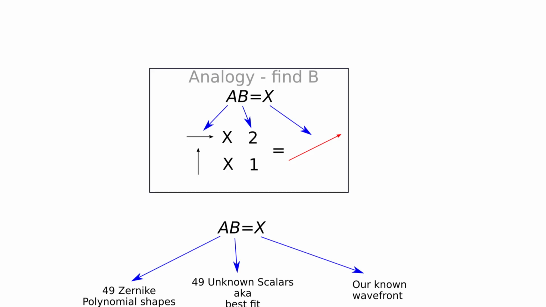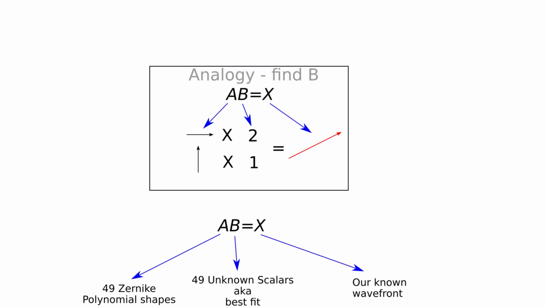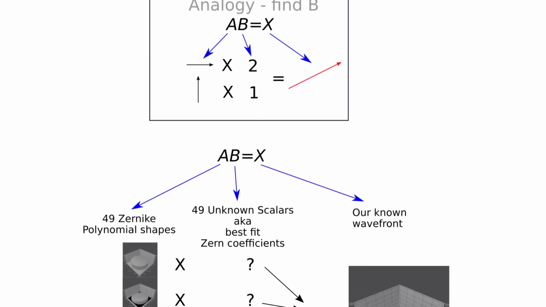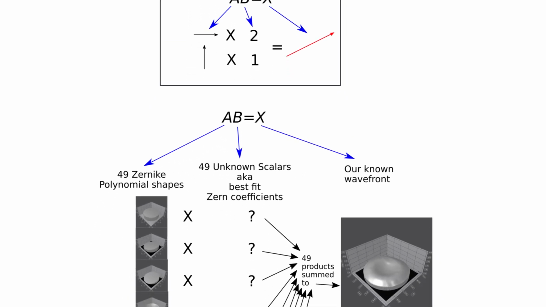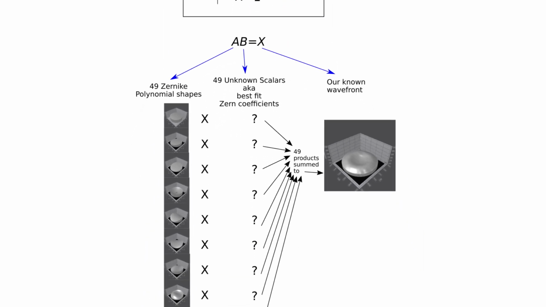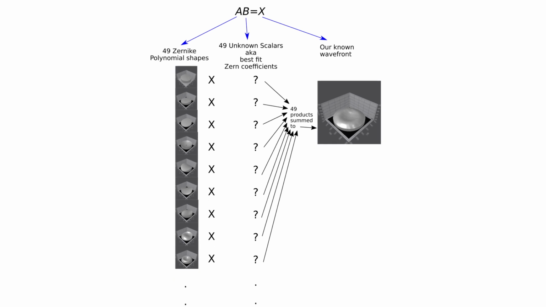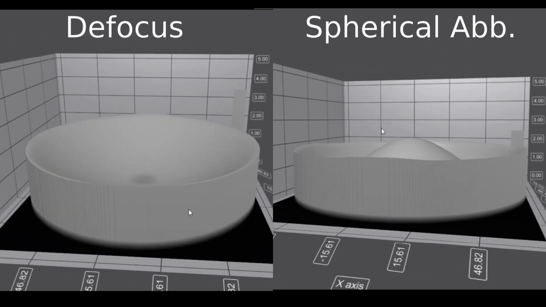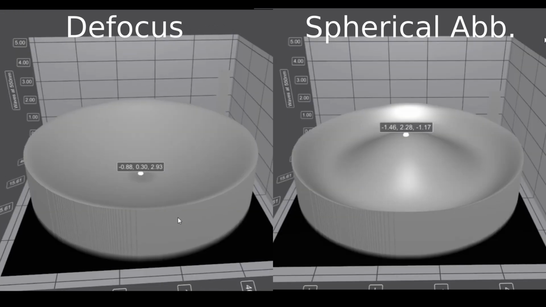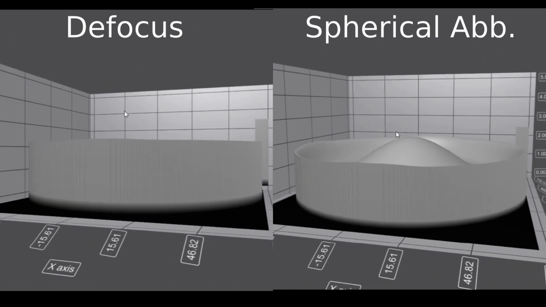Now instead of using just 2 multipliers for a and b, we use typically 49 multipliers, scalars, or terms, and instead of representing just a vector, we represent an entire surface shape. So we have 49 Zernike shapes and solve for the 49 terms. Here's the surface shape for defocus and spherical aberration. It's not obvious, but the Zernike shapes are all orthogonal.